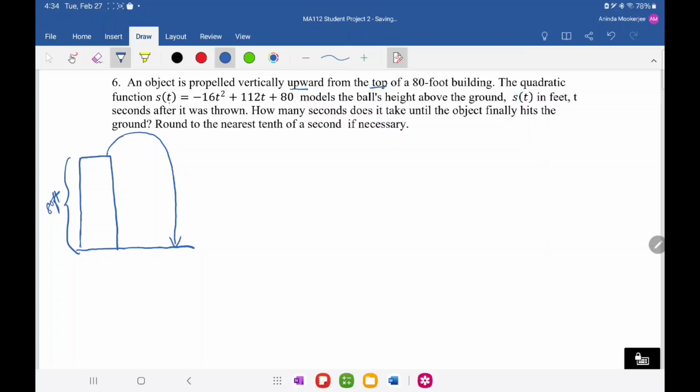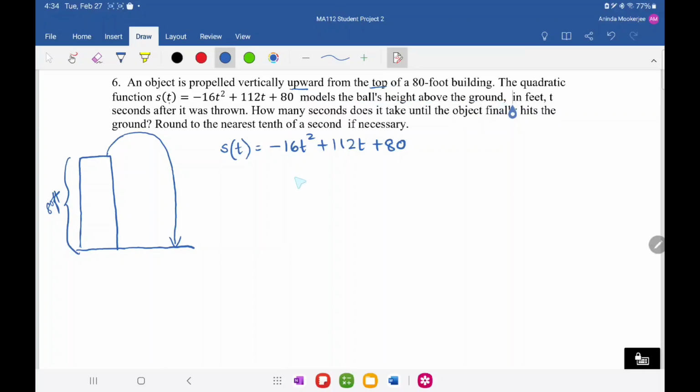Then it says the quadratic function s of t equals negative 16t squared plus 112t plus 8t models the ball's height above the ground. Now let me write the function first. So it says here s of t equals negative 16t squared plus 112t plus 8t. Right? What is s of t? S of t gives the ball's height above the ground.